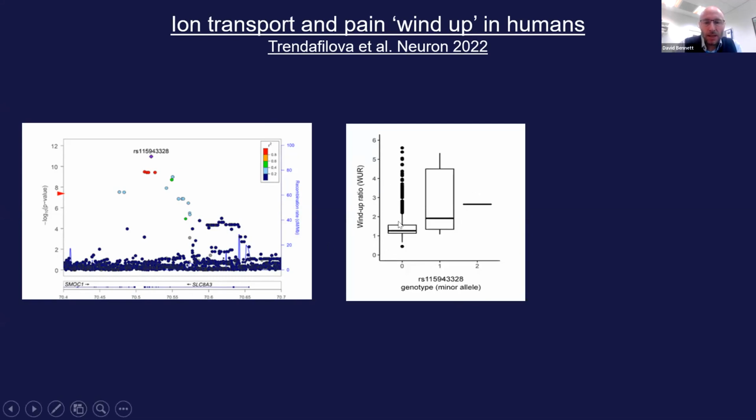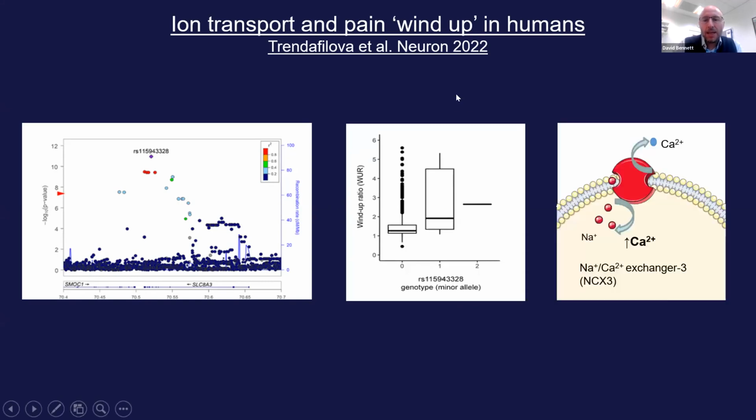And as I've said, this gene encodes sodium calcium exchanger type 3. What this does is it extrudes calcium from the cell, particularly with high levels of calcium. So calcium is exported and sodium is imported. And of course, we know that calcium is important for many neuronal functions. So this was intuitively and immediately interesting to us.